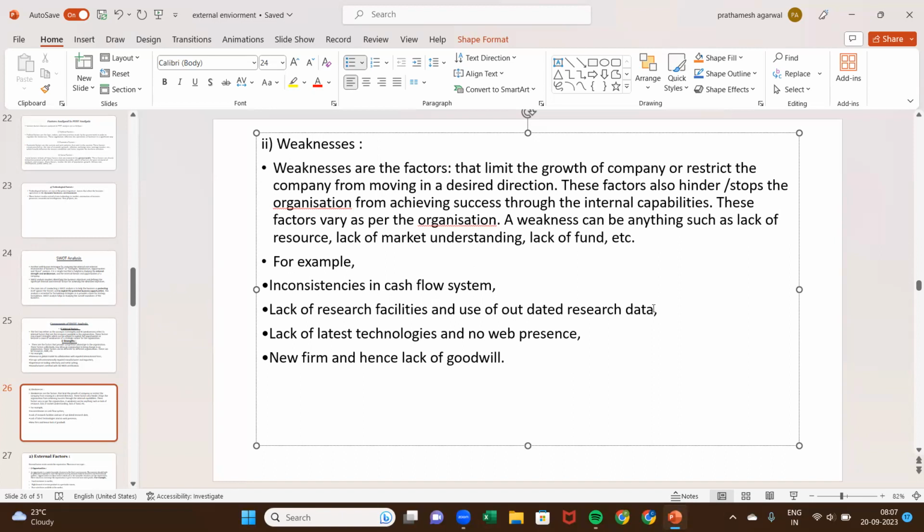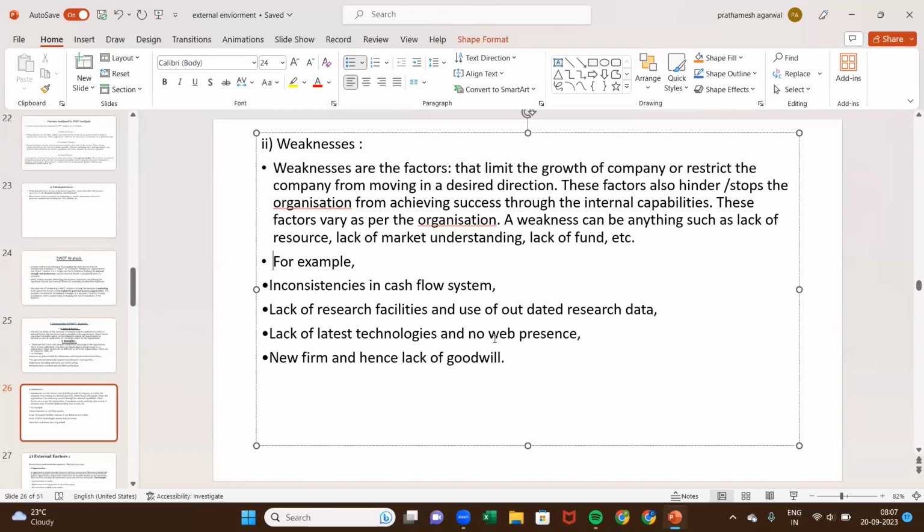That's why when you're going to your SIP, most of the students are saying, oh, they're asking us to collect the data, collect the data. See, because post-pandemic, all companies need new data. So lack of research facilities and use of outdated research data. So they want you to work with the new data. And that's the reason you need to collect the primary data.